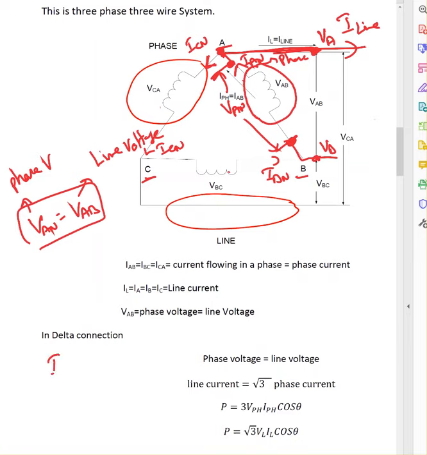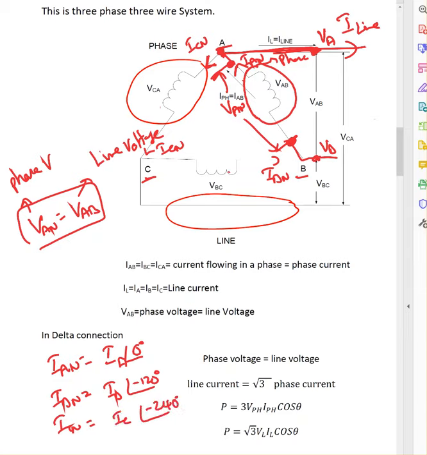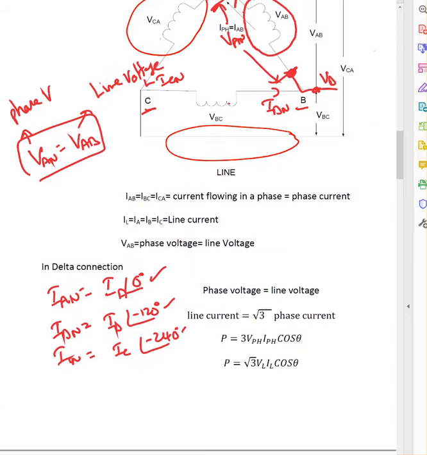So if I say IAN equals, take some number I at an angle of 0, or I1 at an angle of 0, or IA at an angle of 0, and IBN must be IB at an angle of minus 120 degrees. Okay, and ICN must be IC at an angle of minus 240 degrees, because each phase is physically kept 120 degrees apart. So that's the reason IA, IB, IC are 120 degrees apart.